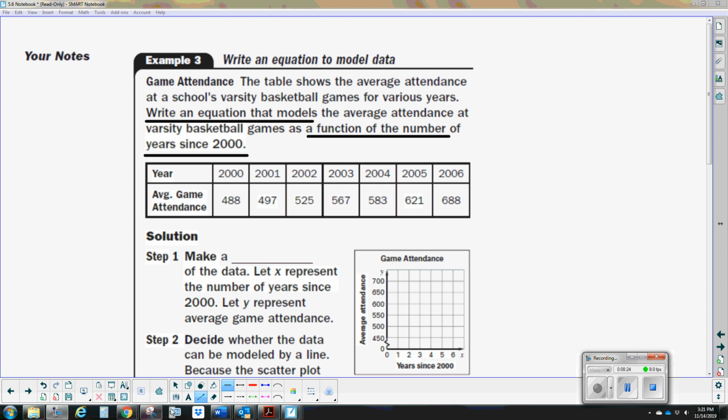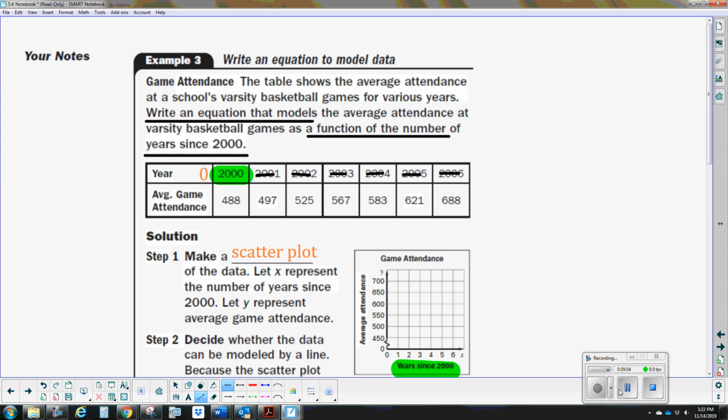First thing we want to do is make a scatter plot. So notice our x-axis is years since 2000. In the year 2000, our x-coordinate wouldn't be 2000, it would actually be 0, because the year 2000 is 0 years since 2000. In 2001, we have 1 year since 2000. Then 2 years since 2000, 3 years, 4 years, and so on. Okay, so x is the number of years since 2000.